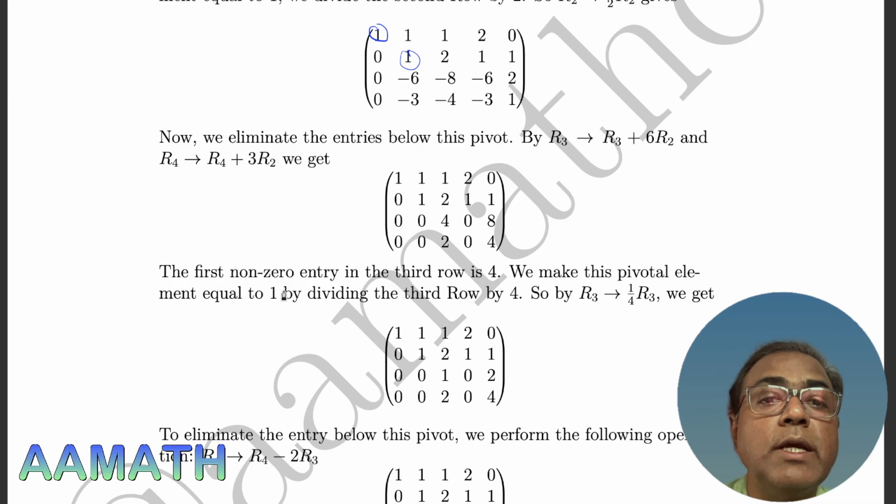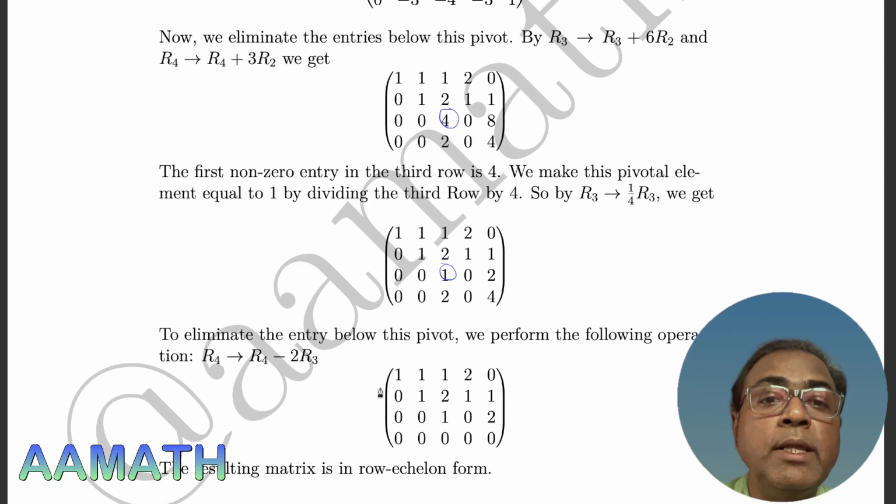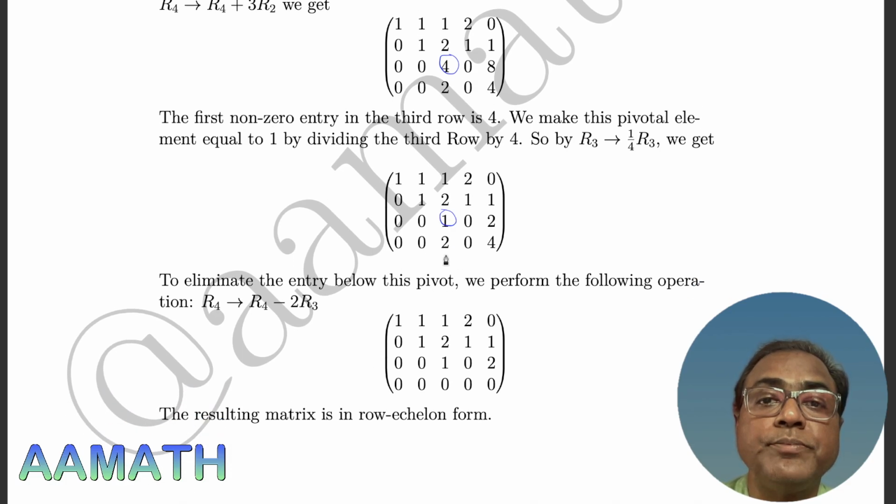Now, the first non-zero entry in the third row is 4. So we make this pivotal element equal to 1 by dividing the third row by 4. So new R3 equal to 1 by 4 old R3. So this element is 1 here, and correspondingly this element is 2. To eliminate the entry below this pivotal element 1, to get 0 in this position, we perform the following operation: new R4 equal to old R4 minus 2 into old R3.